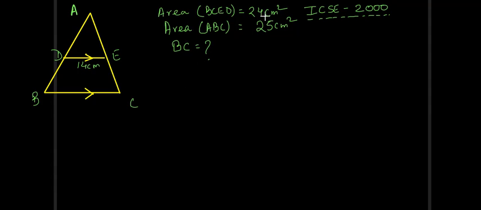There were 2 areas given. One is the area of the trapezium BCED, and another is the total area of the triangle ABC. It was also given that DE is parallel to BC. So if DE is parallel to BC, I can easily say that this angle will be equal to this angle, corresponding angles, and this angle will be equal to this angle. So you have to write all these things.